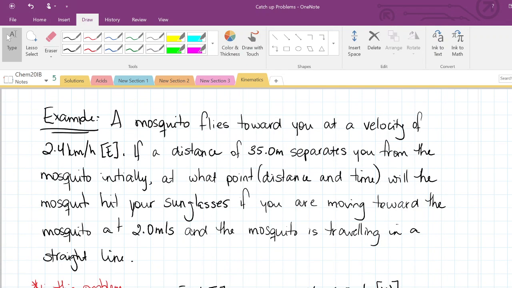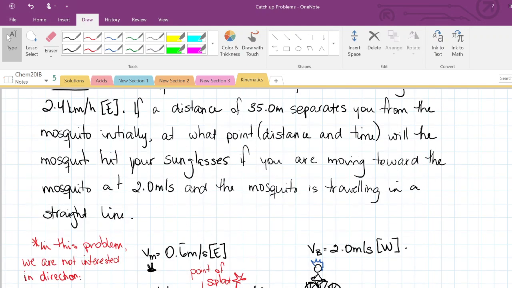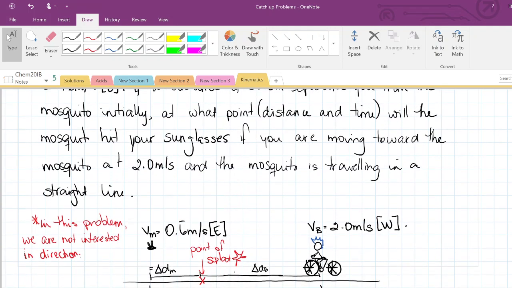So the thing to note with this that kind of throws you off is that they're giving you the directions for everybody's speed. And really, we don't care about the directions in this problem because the direction is really just there to tell you that these objects are moving toward each other, right?